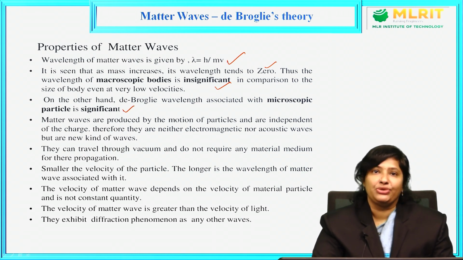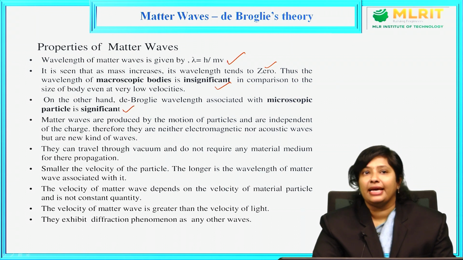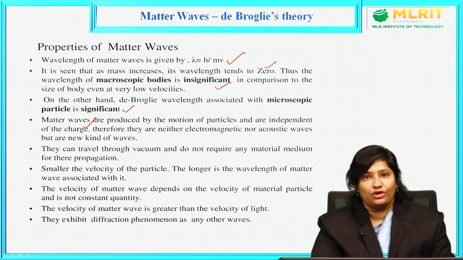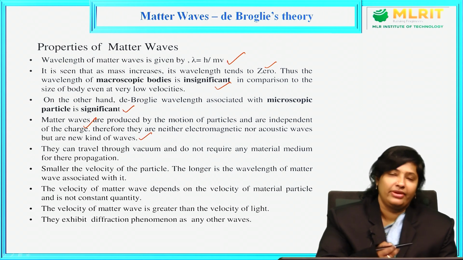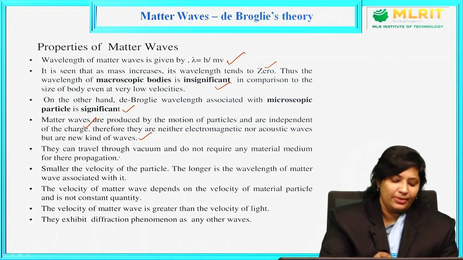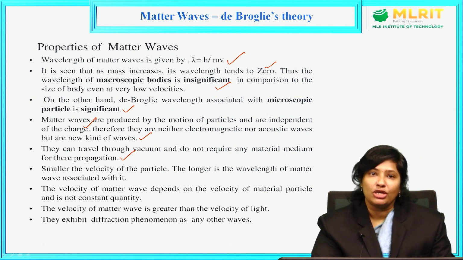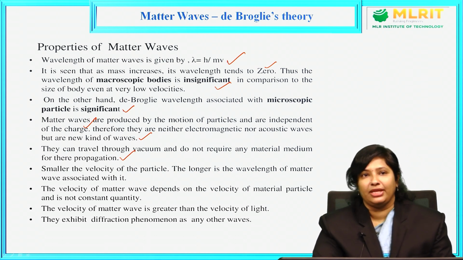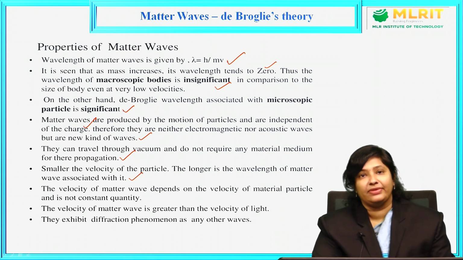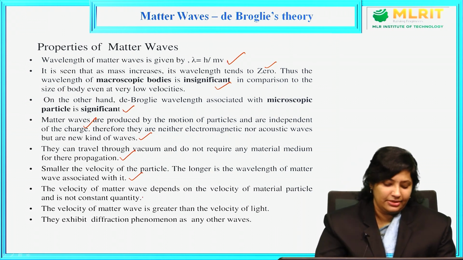Matter waves are produced by the motion of particles and are independent of charge. Therefore, they are neither electromagnetic nor acoustic waves, but are a new kind of waves. They can travel through vacuum and do not require any material medium for their propagation. Next, the smaller the velocity of the particle, the longer is the wavelength of the matter wave associated with it. The velocity of matter waves depends on the velocity of the material particles and is not constant for any quantity.